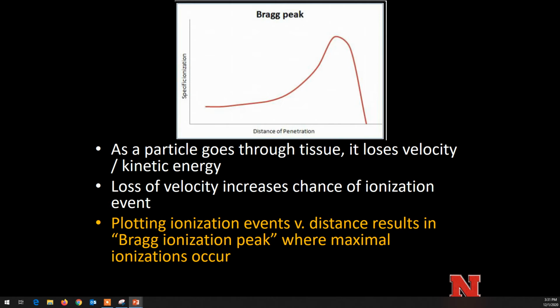If you plot those ionization events versus distance, it results in that Bragg ionization peak, where the maximal number of ionizations is going to occur. So if you are going along the depth of penetration, all of a sudden that particle hits this magic Bragg peak where it's slowed down enough to interact, and a bunch of ionization interactions occur to the point where they kind of burn themselves out.